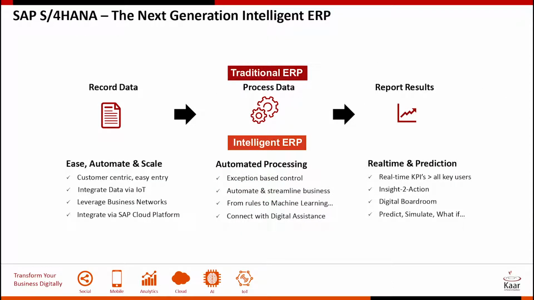So this next generation intelligent ERP, a traditional ERP was primarily just doing recording data, processing this data, and then reporting on the results. Whereas the intelligent ERP does a lot more. What it primarily does is the way you enter data, how you get data into your transactional system could be through integration with IoT, and how you leverage the business networks. And on the processing level, you have automation and you're able to streamline the business processes. And you bring in machine learning algorithms as well.